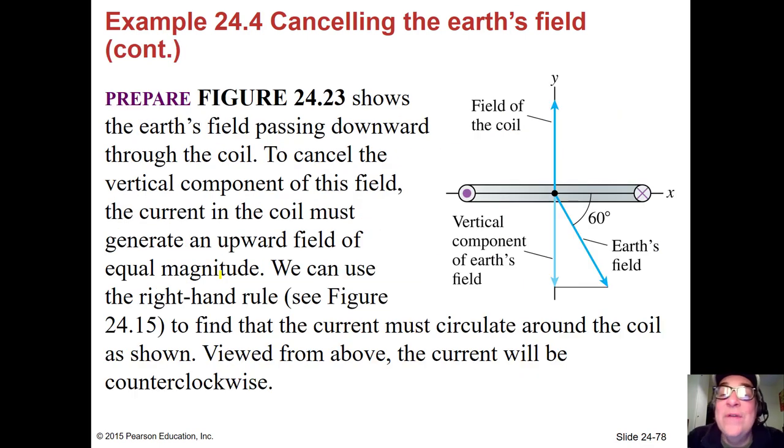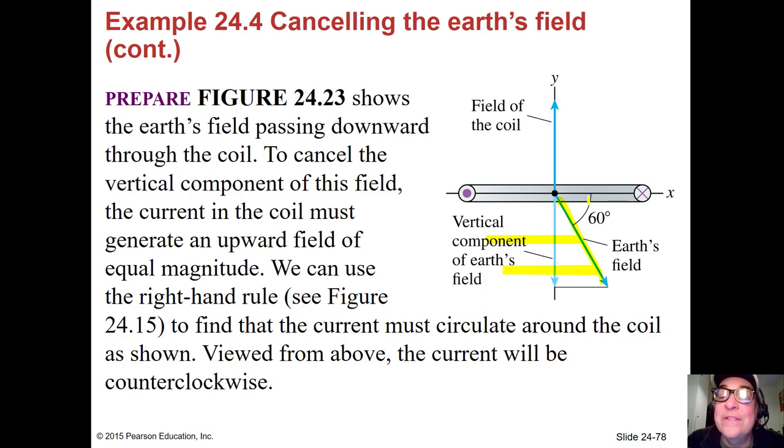Okay, so here's the Earth's magnetic field here. Now the dip angle is measured from the horizontal down, and that's 60 degrees in this problem. And then here's the coil. Current's coming out at you, and then it's going back in here, and there's a certain amount of turns there. So this coil is going to produce a magnetic field that's up. Use the right-hand rule, and you'll see that. And we want to cancel out this part of the Earth's magnetic field that's down.